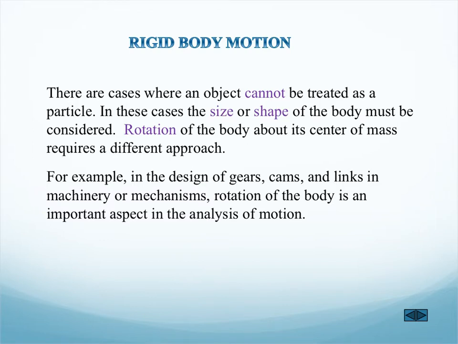So if you're thinking about some sort of gears that are connected to each other or linkages where there's motion about some sort of pivot point, you really have to think about the rigid body itself and be able to analyze that motion. And so we're starting to learn about that in this chapter.